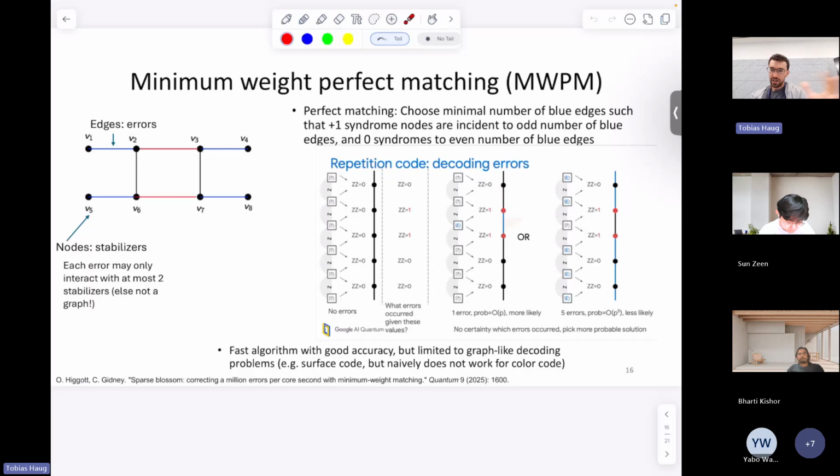Okay, so this kind of graph problem solving is quite popular because there are very good classical algorithms that solve this graph problem in very short time. That's the famous Blossom algorithm that does this. So this is a very popular decoder that's been used widely in many instances, both in theory and experiment.